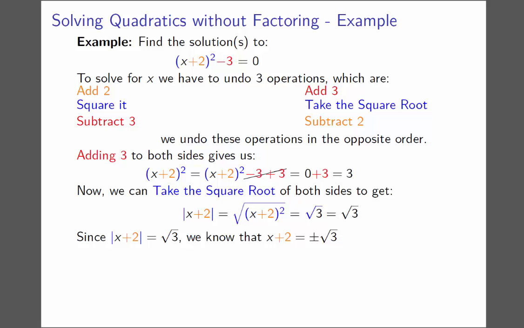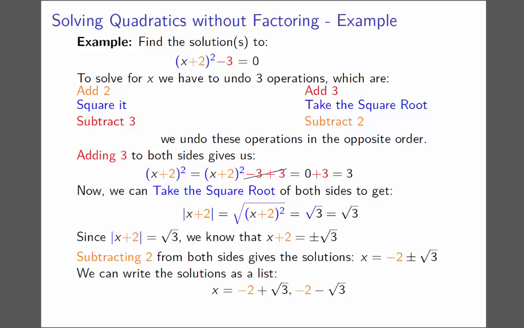Since the absolute value of x + 2 equals the square root of 3, we know that x + 2 has to either be plus or minus the square root of 3. In this, we can solve for x, even though it's messy on the right-hand side, by subtracting 2 from both sides. This will give us x + 2 − 2 on the left, which is just x, and −2 plus or minus the square root of 3 on the right. And if we want to write these solutions in a list, as WebWork will often ask for, we would write these as x equals −2 + √3, −2 − √3.